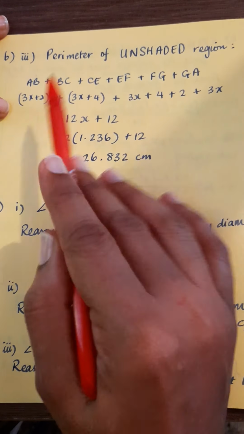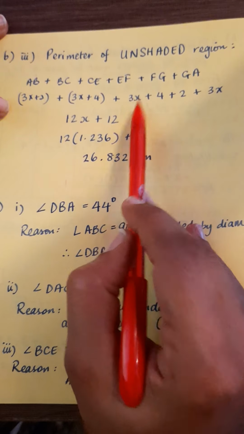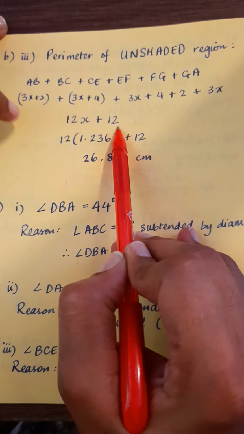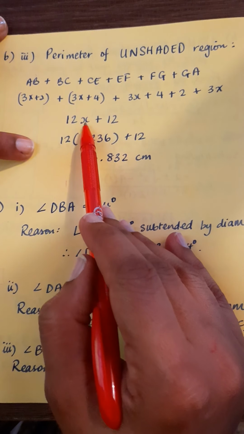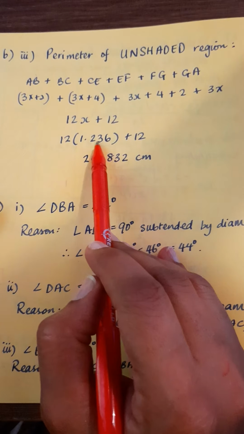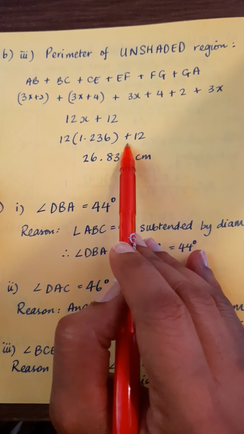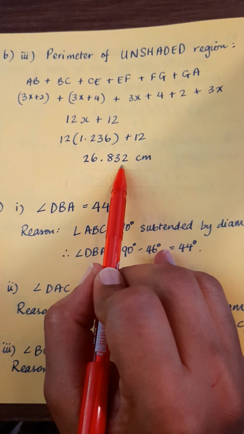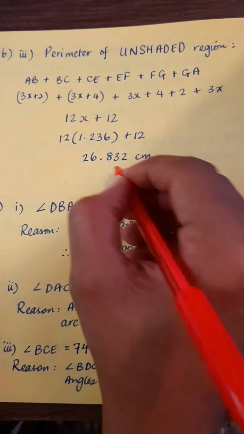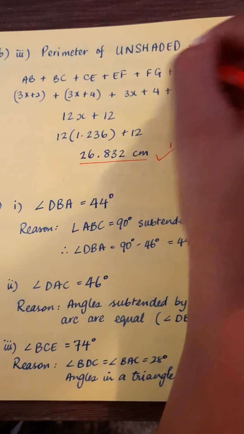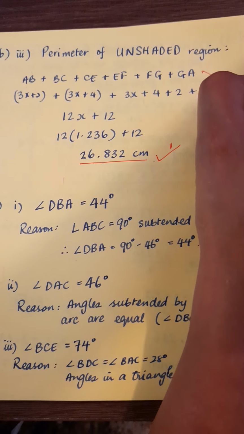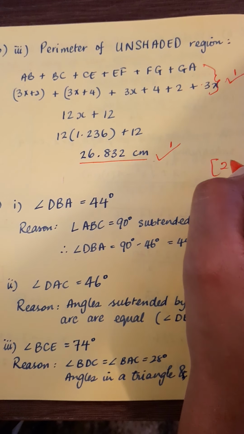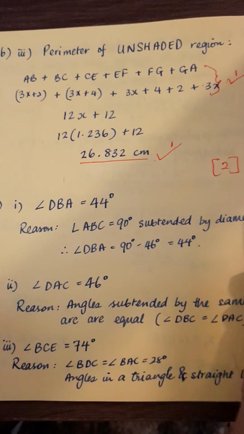Now I'm going to put the values in. 3x plus 2, 3x plus 4, 3x, 4, 2, and 3x. Reduce everything, 12x plus 12, and then we know that x from the last question was 1.236. I multiply that by 12, and then I add 12. I'm going to get 26.832 centimeters. 2 marks. 1 mark for my final answer, and 1 mark for any of the working up there. 2 marks for a total of 12 marks. All right.